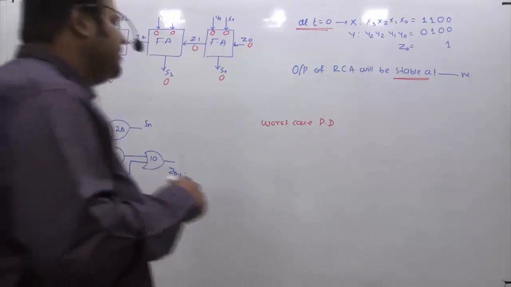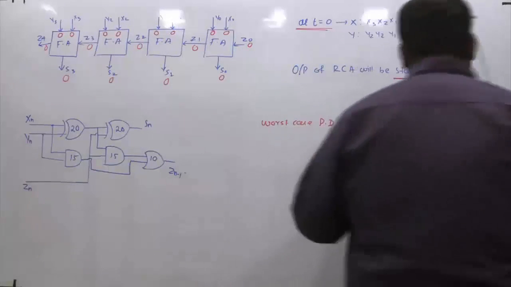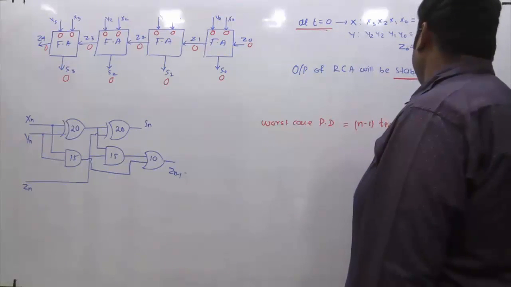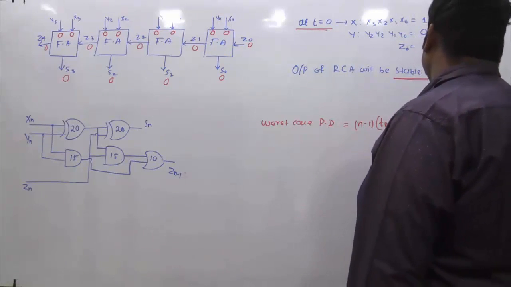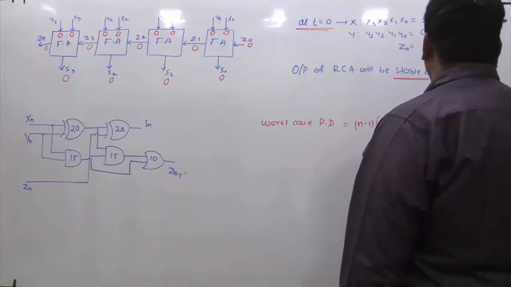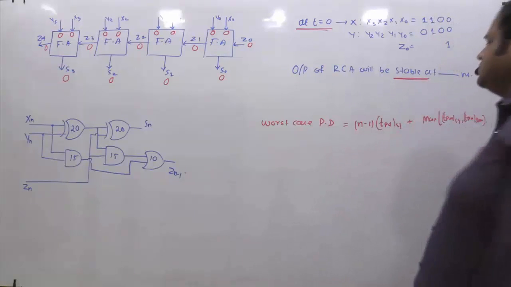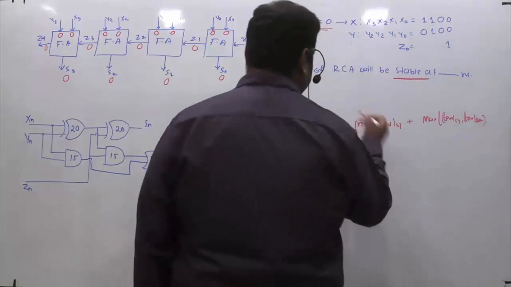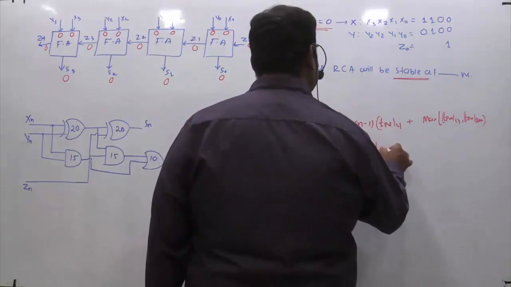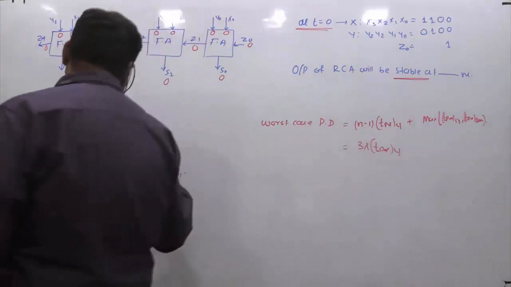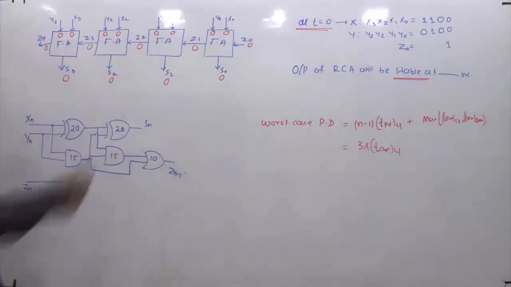Worst case propagation delay means it is independent of inputs. You have to find the worst case. So it is given by the well-known formula: n-1 into propagation delay of carry plus maximum of propagation delay of carry and propagation delay of sum. I hope you know this formula. In this case, n is 4 because it's a 4-bit adder. So 4 minus 1, 3 into propagation delay of carry, plus maximum of this. You have to find the delay of the carry bits and the delay of the sum, and you can substitute there, that is the answer. Suppose that is the question they would have asked.